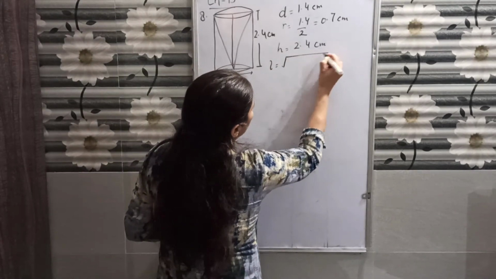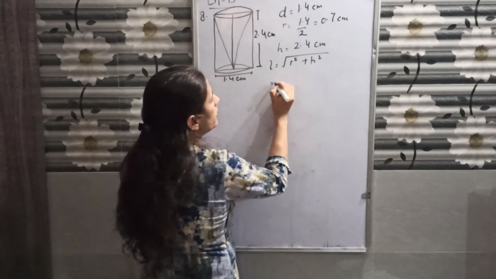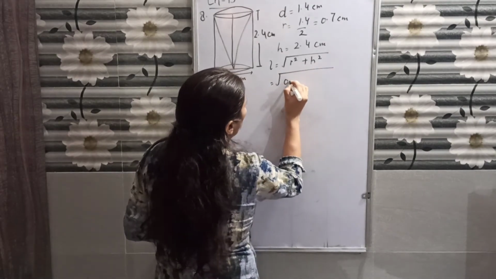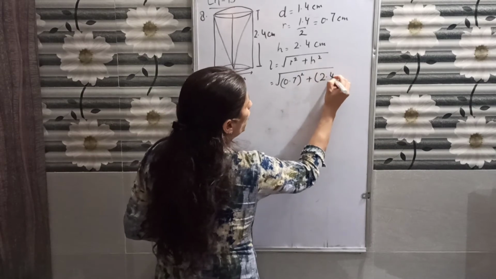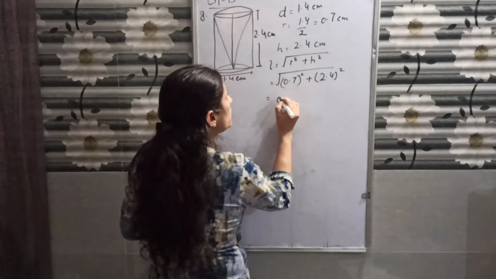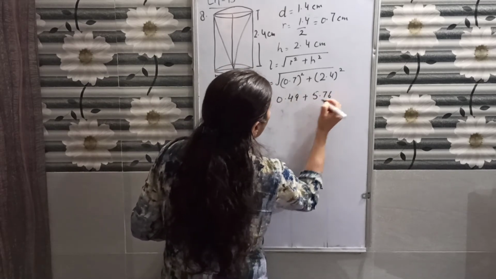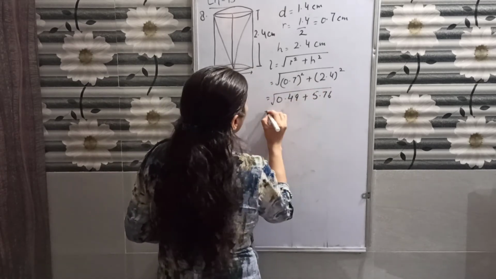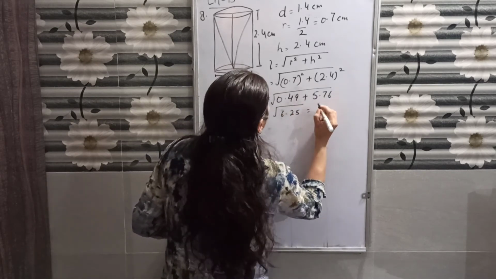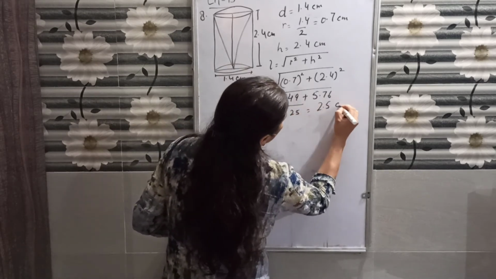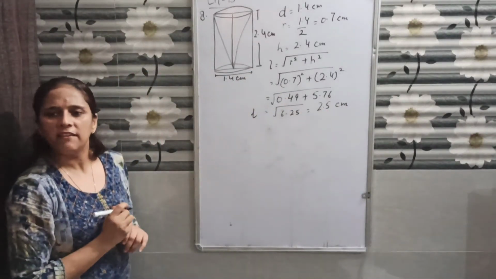The formula for slant height is the square root of r square plus h square. Here r is 0.7 square, height is 2.4 square. That is 0.49 plus 5.76. When you add them, you will get 6.25. So this is 2.5 centimeter. So your slant height is 2.5 centimeter.